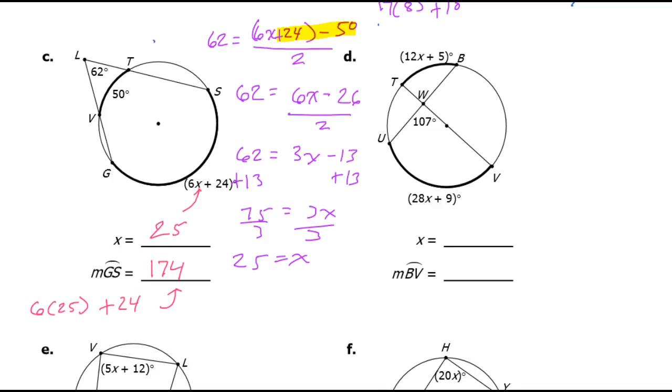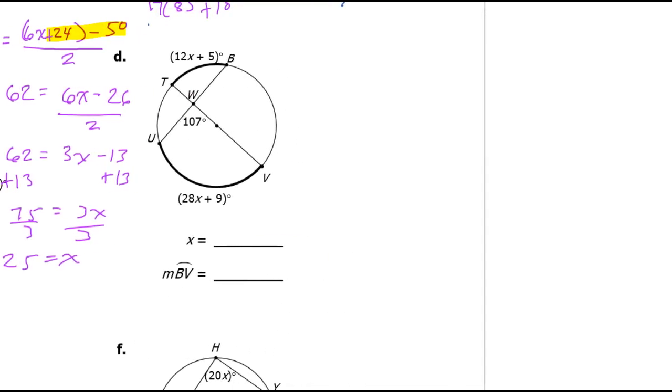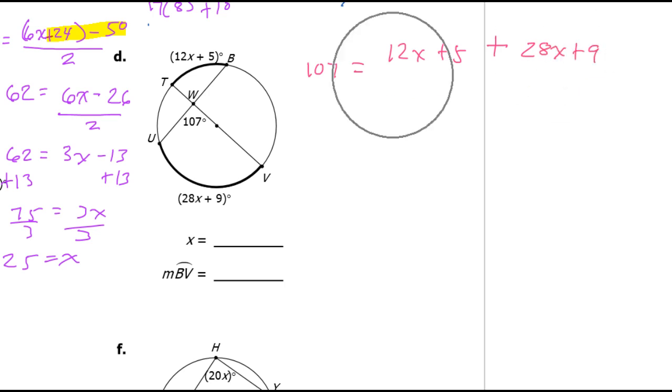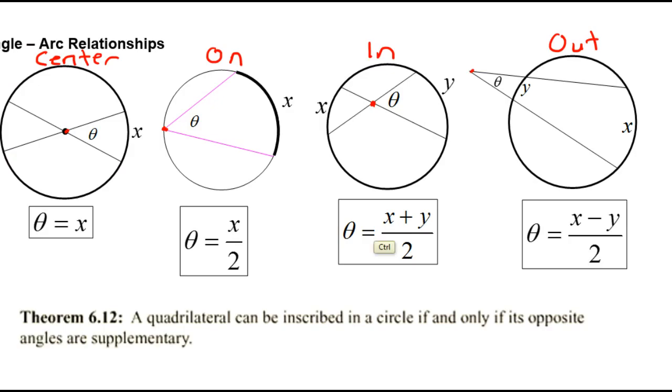Stas, I need an equation for part D. Give me an equation. All right, 107 equals 12x plus 5 plus 20 plus 9. Correct. This vertex is floating around inside the circle. That means we're doing arc plus arc divided by 2. Angle equals arc plus arc divided by 2.